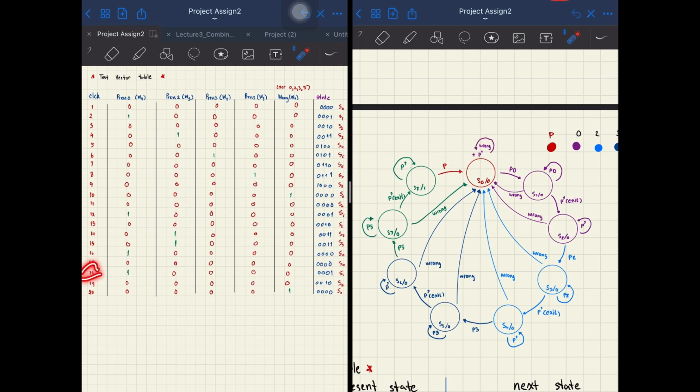And clock 18 I press 0, transition me to state 1. Clock 19 release to transition to state 2. And last one, clock 20 I try to press the wrong case, so the wrong case is 1 here, so it will bring me back to state 0 again. So here it is, an example of a test vector table. So let's go into Quartus.